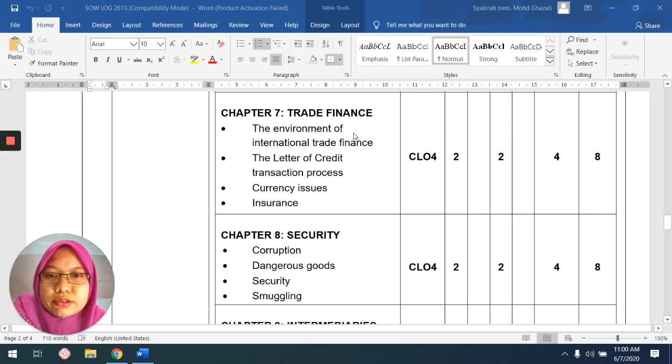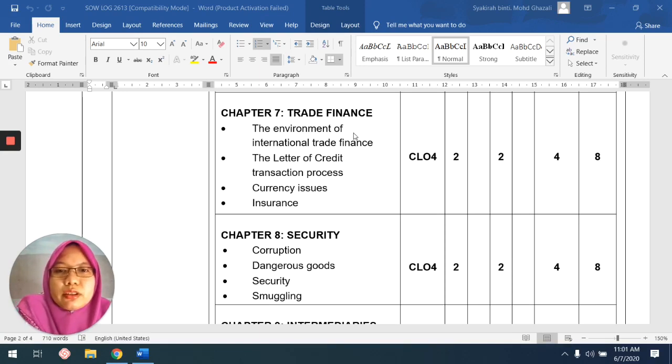For chapter 7, trade finance, we will learn about the flow of letter of credit and the letter of credit transaction process. That's the most important thing in this chapter. We will cover it maybe in 2 weeks. I will find some videos and also explanations from experts for you to understand more about this chapter.